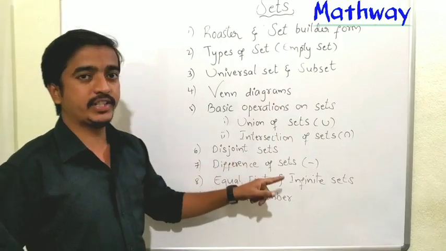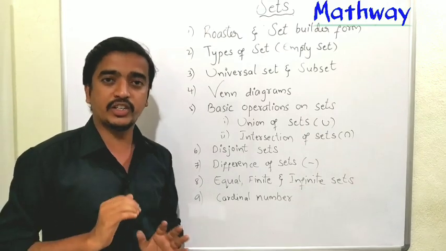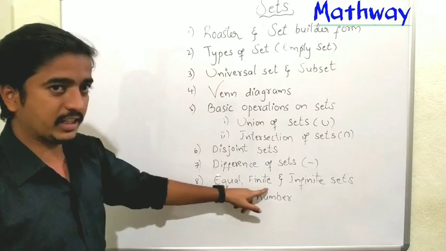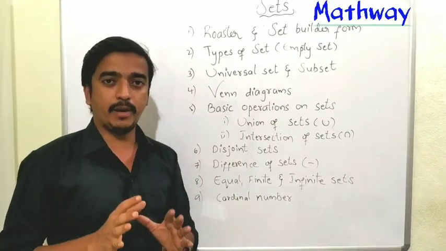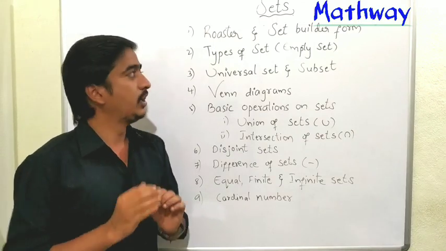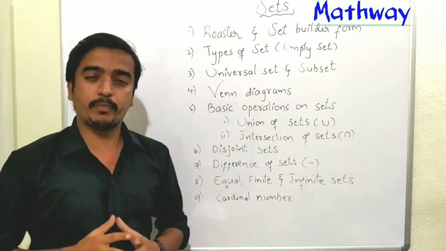Next, disjoint sets. Disjoint sets means the sets which have no common element. Then difference, which I discussed here, and these are types of sets. And finally, cardinal number. Cardinal number means the number of elements. To be perfect in the second chapter, sets, you should learn all these topics. Now let us discuss the topics briefly.